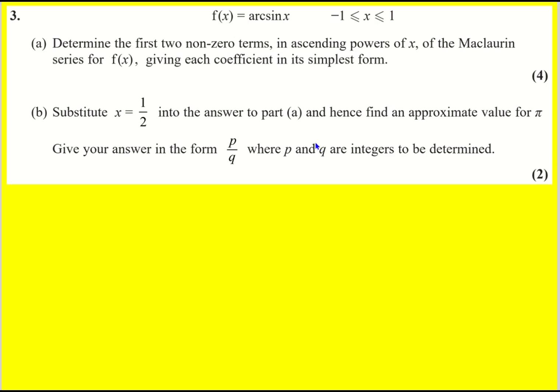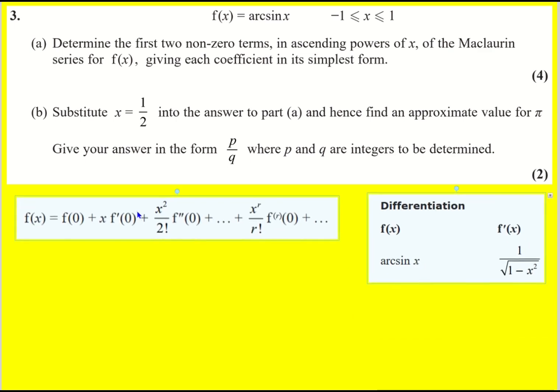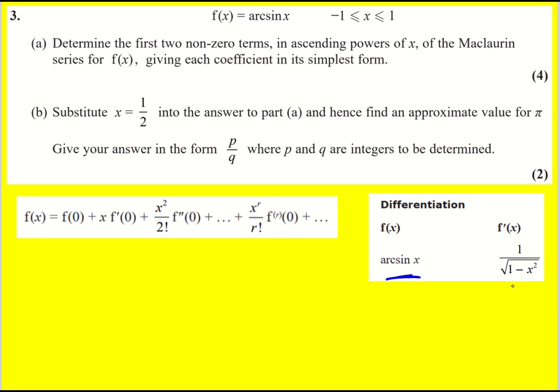Maclaurin series for arc sine, you say, so that we can estimate pi? Sounds good. Here's our formula for the Maclaurin series, and also here is the derivative in the formula book for arc sine. We don't need to prove that from first principles, although make sure you can. We're asked to determine the first two non-zero terms in ascending powers of x of this Maclaurin series.